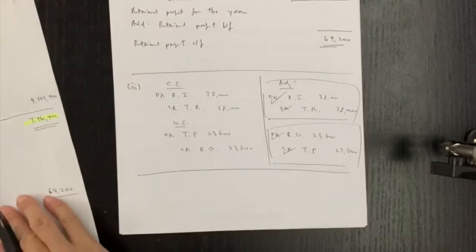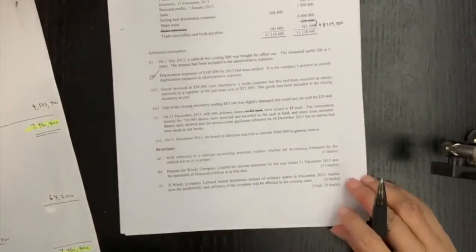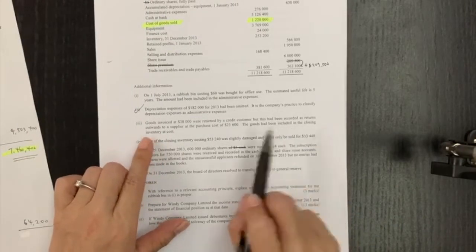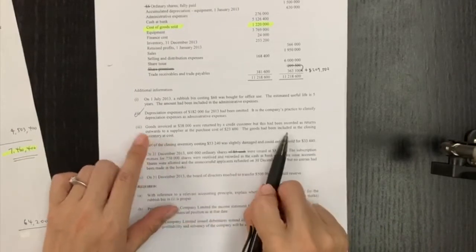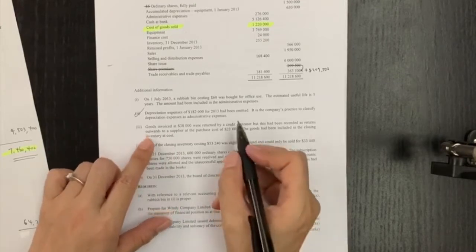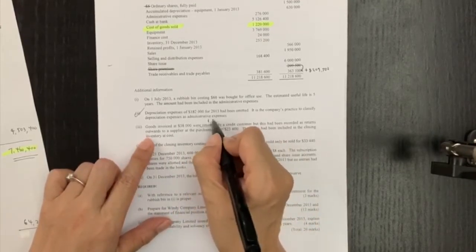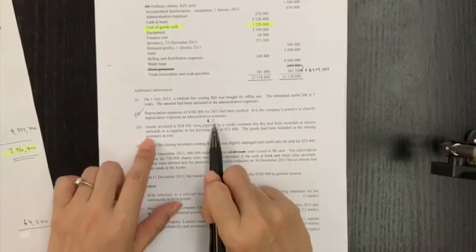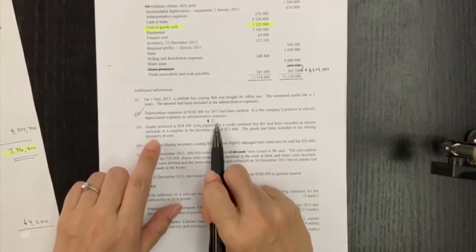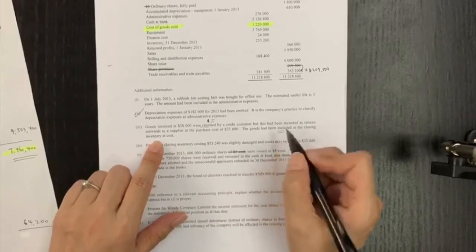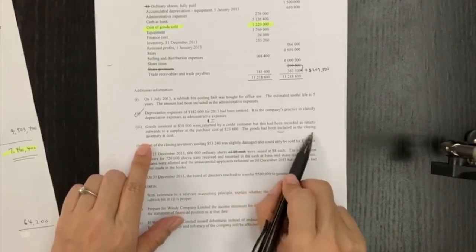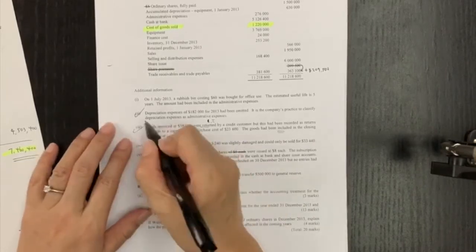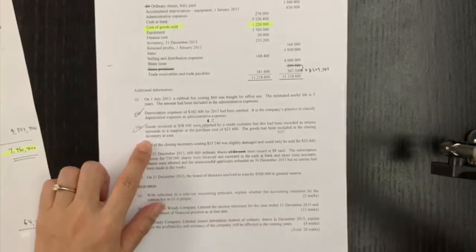And also one more thing. We still have another sentence here in point number 3 saying the goods have been included in the closing inventory. Since the correct treatment should be returns inwards, we should include this as part of our closing inventory, and now it is included. So we don't have any mistake for this sentence. Therefore, that is all the adjustment related to point number 3.